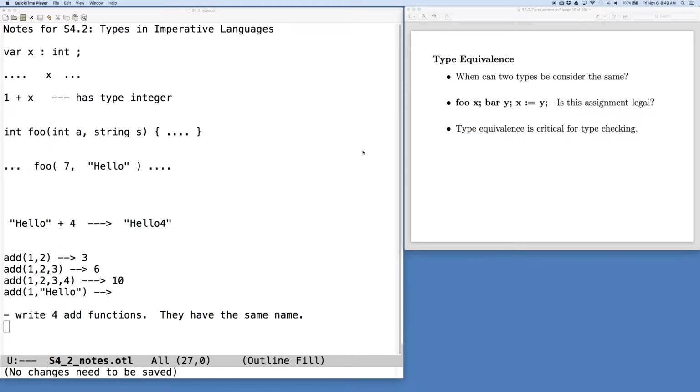So one thing we have to do when we do type checking is check that the types of arguments correspond to the types declared in a function, right? Or in an assignment statement, we want to make sure that the type on the left-hand side is the same as the type on the right-hand side. So we have this example here where x and y are declared to have type foo and type bar. And the question is, is this assignment legal, right? How do we check that foo and bar, are they equivalent in some way? So this question of type equivalence is something we need to have an understanding of.